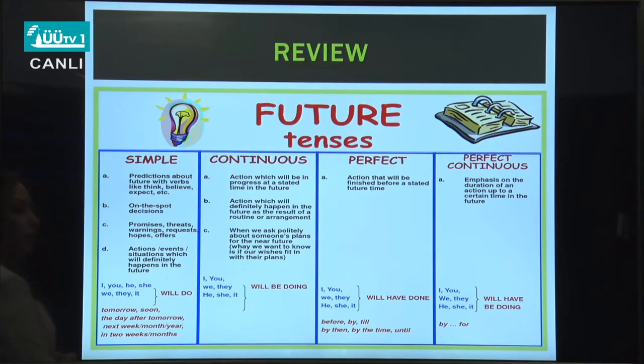When we ask politely about someone's plans for the near future, what we want to know is if our wishes fit in their plans. Okay, as you see in the examples, I, you, we, they, he, she, it will be doing. I will be doing my homework at this time tomorrow. So the most important thing about future continuous is it's being an ongoing action.